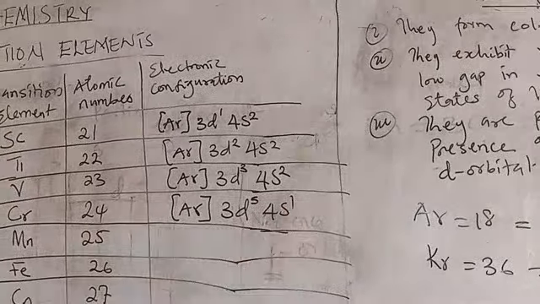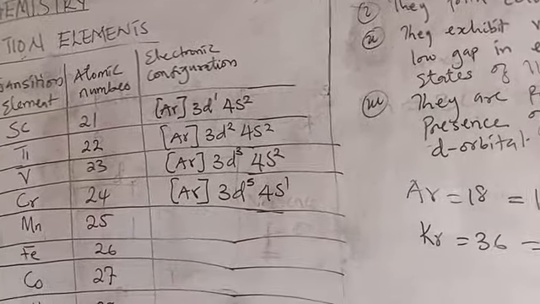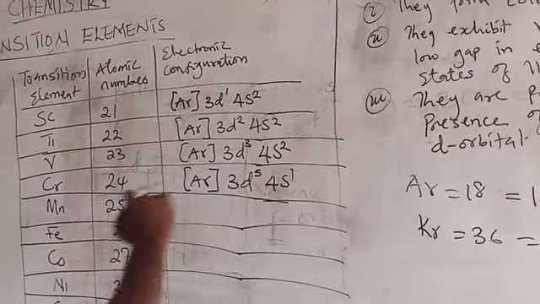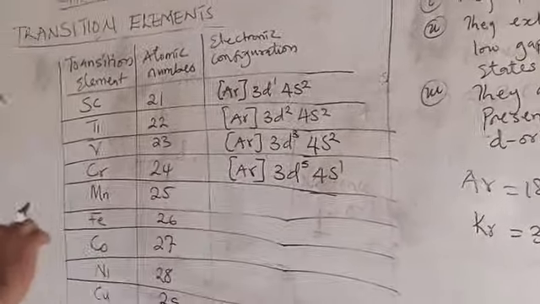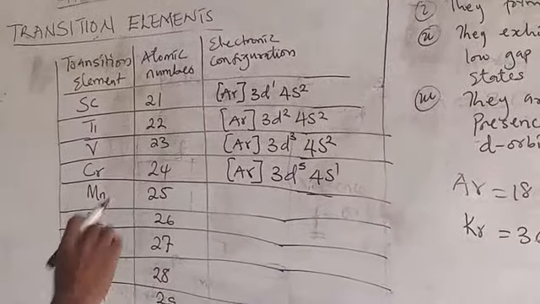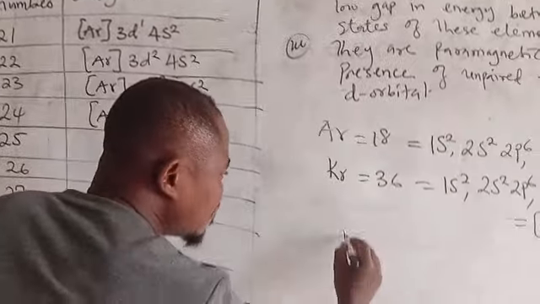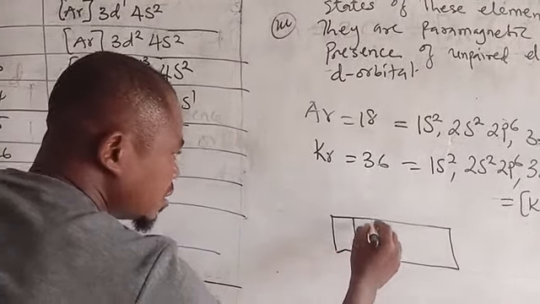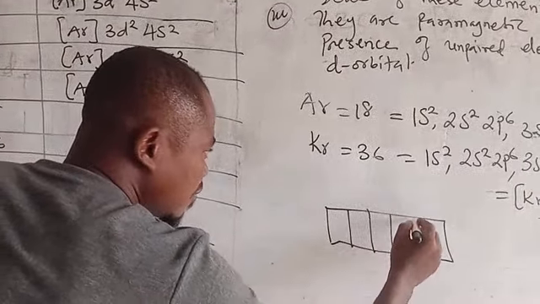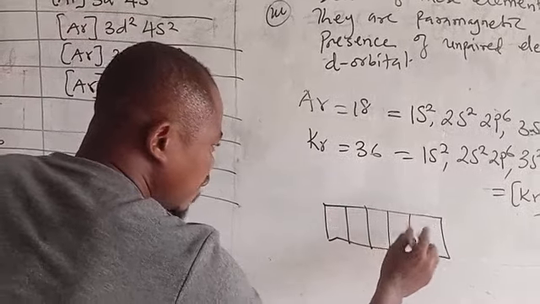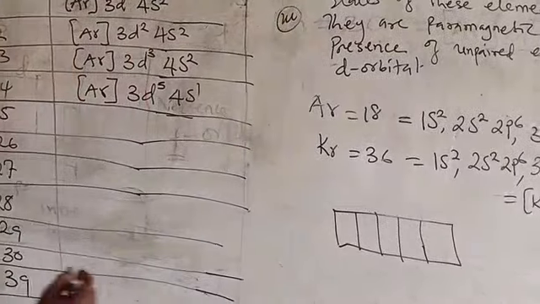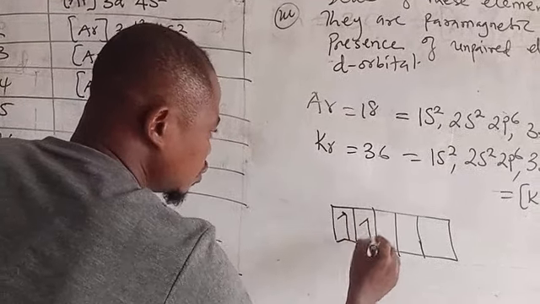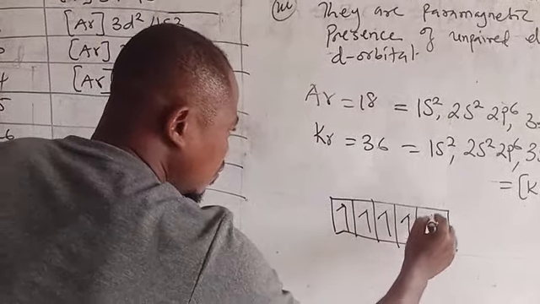4s1. Now why 3d5, 4s1? It is because a half-filled orbital gives a sense of stability to the atom. You know that the d orbital has 5 sub-orbitals. 1, 2, 3, 4, 5. These are 5. So since we have 5 here, we're going to have 1, 2, 3, 4, 5.